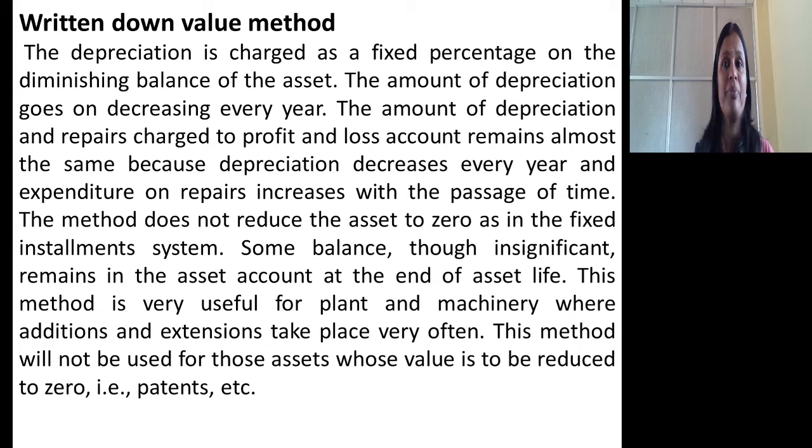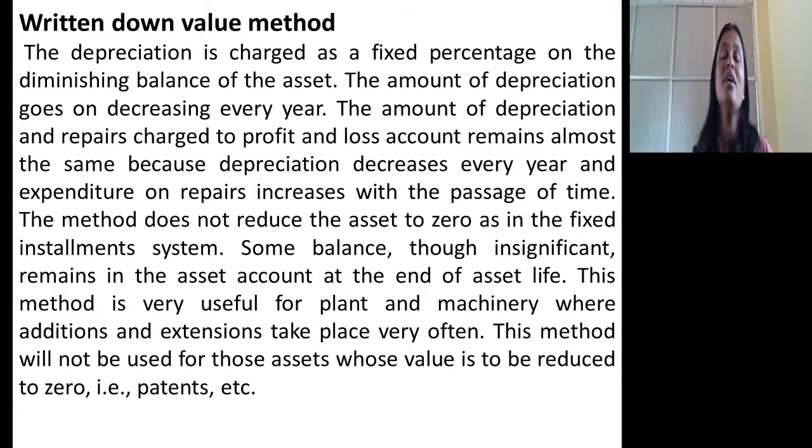But next year, how do you calculate? 40,000 minus 4,000 will become the next year's opening balance or written down value. The current year's closing balance is also known as the next year's opening balance. On 36,000 you will calculate depreciation next year: 36,000 into 10 divided by 100, so you arrive at 3,600 as depreciation for the second year.